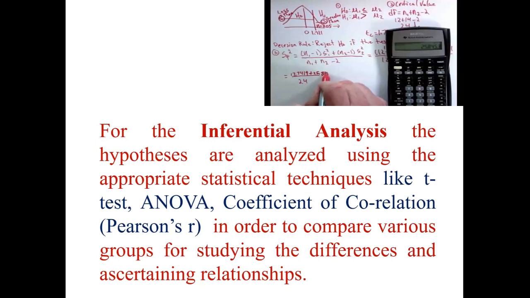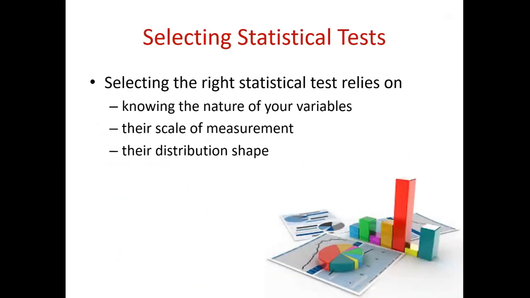Then the coefficient of correlation, which we also call Pearson R, is used when we want to draw a conclusion about correlation, that is Sahasambandha, the actual relation between two variables. Then we use correlation, Pearson's R, in order to compare various groups for studying the differences and ascertaining relationships. So descriptive is the basic part where we calculate mean, median, mode, standard deviation, skewness, kurtosis. And in inferential, we use t-test, ANOVA, coefficient of R and some other statistical tools.